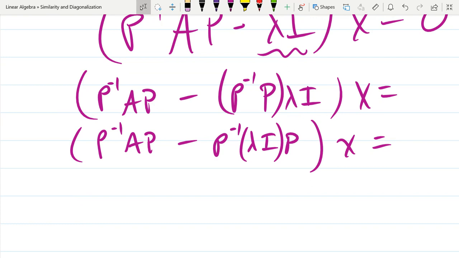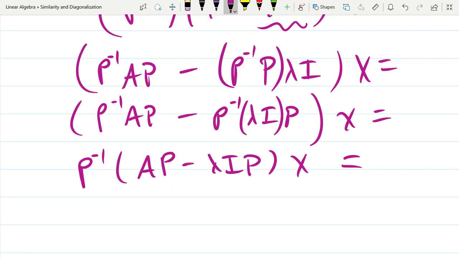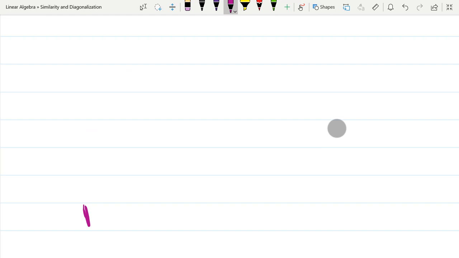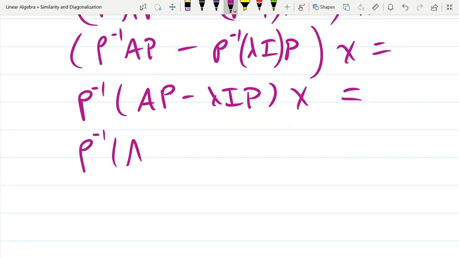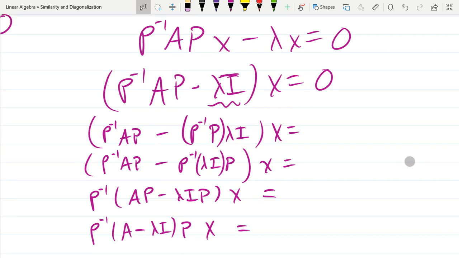What can I factor out on the left? P inverse. And what can I factor out on the right? P. So let's do that. So we got P inverse A. I'll do this in two steps because it's kind of tricky. So that's the first step. We did left factoring of P inverse. And next up, we'll do a right factoring of regular P. All right, so any algebra questions off of those moves we made right there?